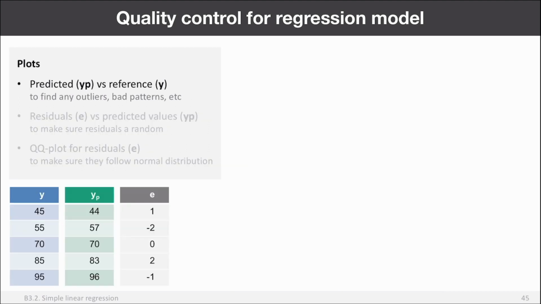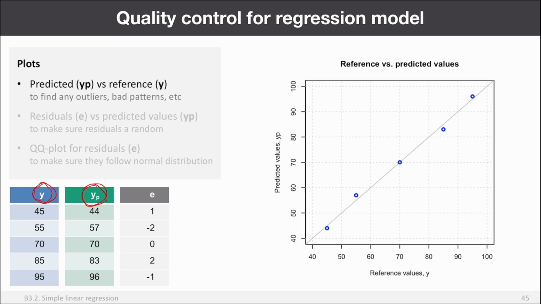Let's start with plots. Well, the predicted versus measured, or versus reference values plot, is kind of easy. You simply make a scatter plot, where the x-axis will be the real y values and the y-axis will be the predicted y values. This is how the plot looks. For example, what is this point, right? This point has the reference y value of 55, it is this one, right? And the predicted y value, you can see it's a bit bigger than 55, so it's 57.